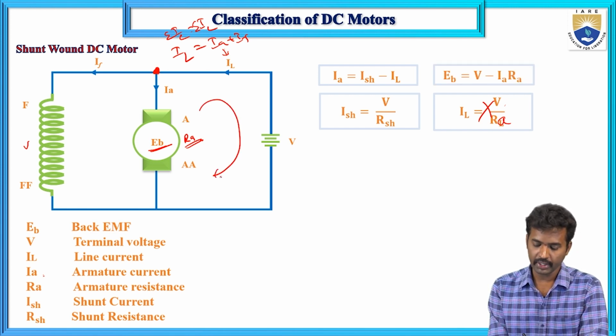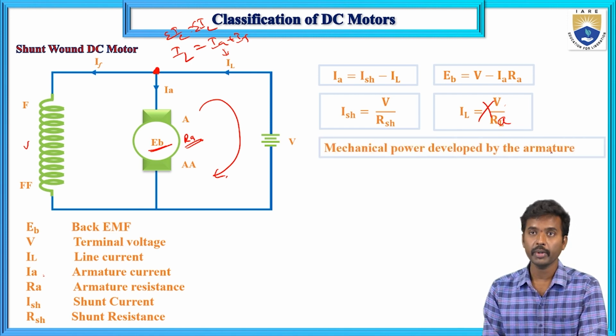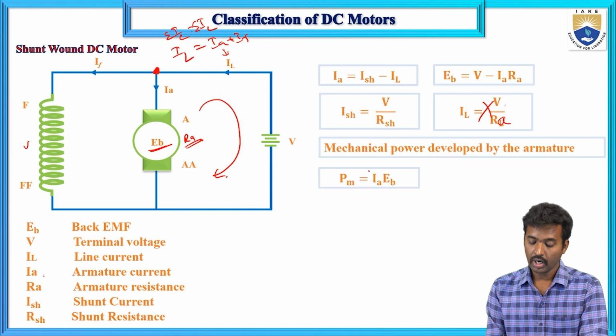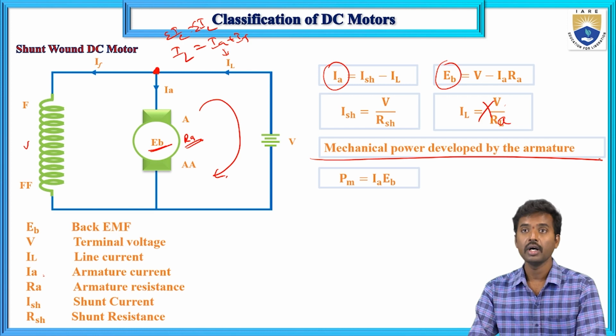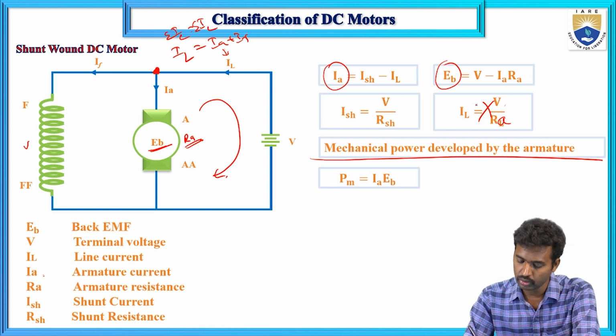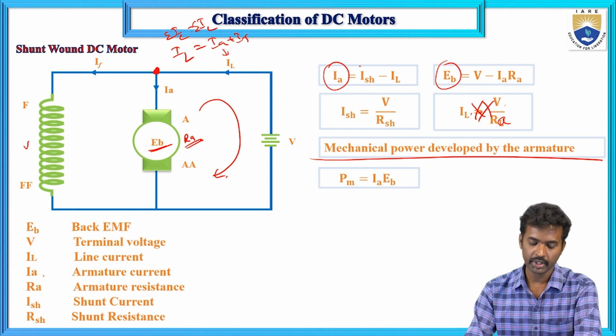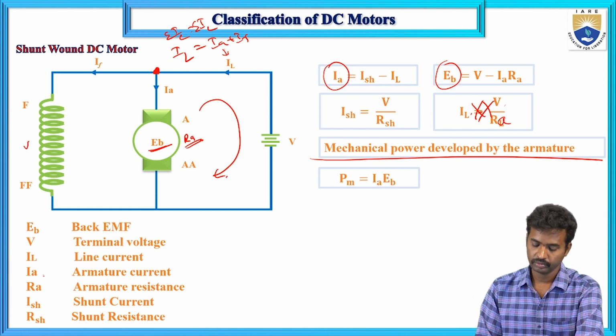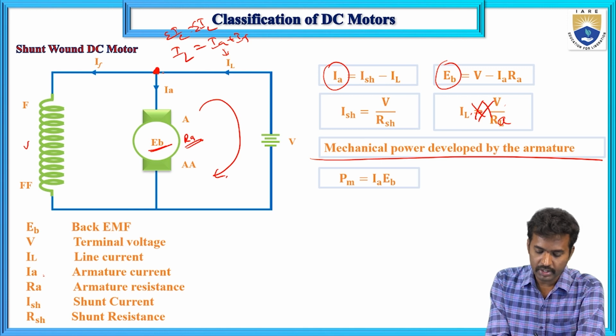Next, EB equals V minus IA RA. And the mechanical power developed by the armature is PM equals IA into EB, that is EB into IA. Now here, IL equals IA plus ISH, so IA equals IL minus ISH.